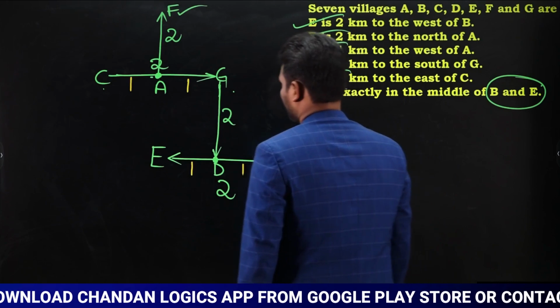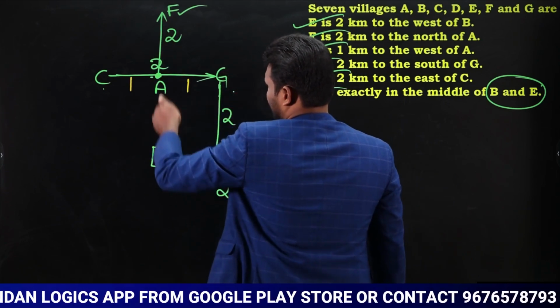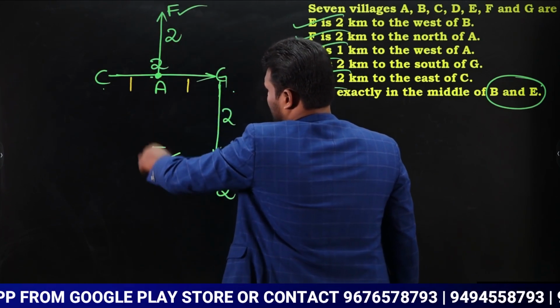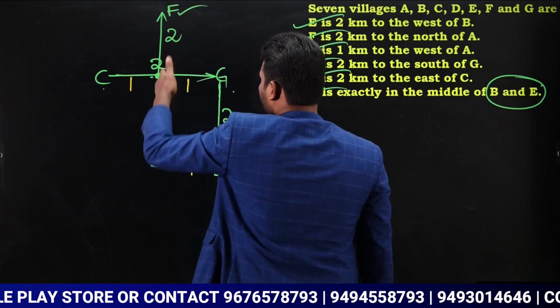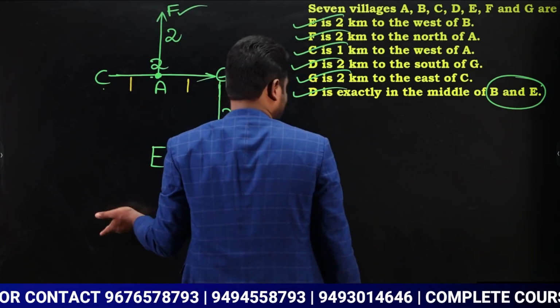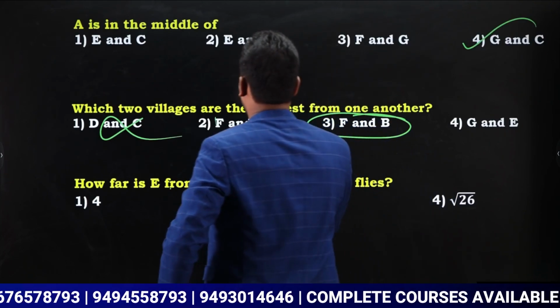FE. Look at FE. Where is FE? This is F. This is E. Now if you look, this is a straight line. So 2 plus 2. Yes or no? Straight line, which is going to be 4. Yes. So even this is going to be a wrong answer.